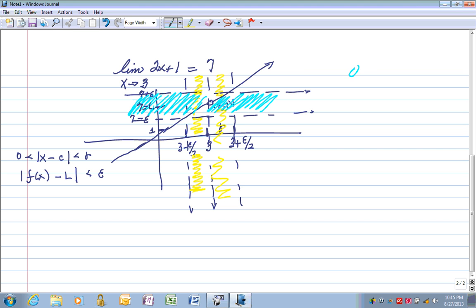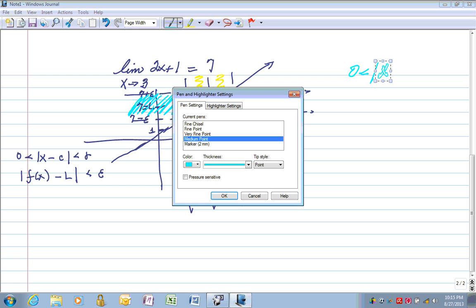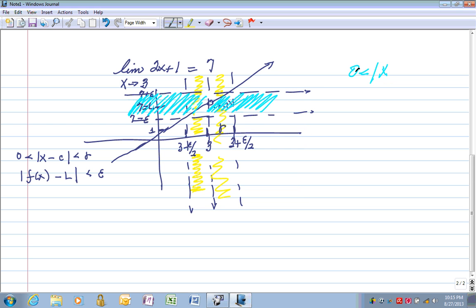Why? Because it's 0 less than the absolute value of x minus 3. Boy, that was a bad choice of colors. I better change that again. It surely doesn't do a good job when I'm writing. I'm learning, gang. I'm learning. Don't choose that color, Josie. So we'd have 0 less than the absolute value of x minus 3 less than delta, where delta is epsilon over 2.